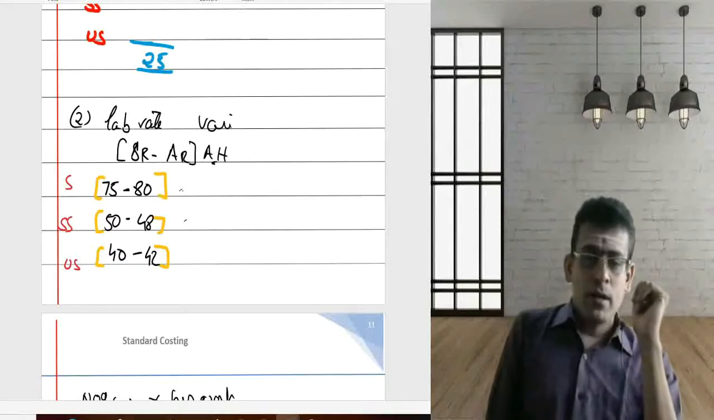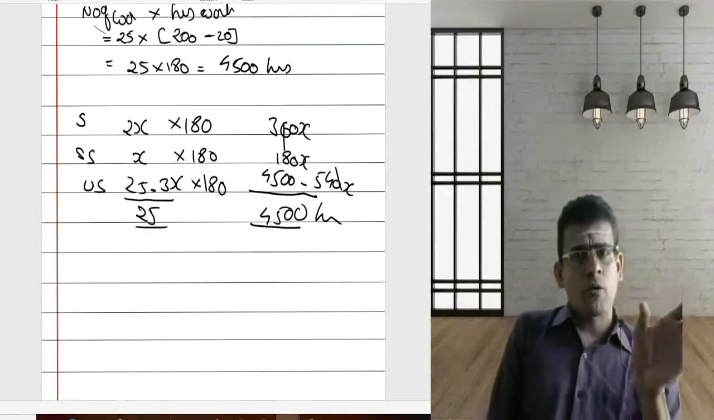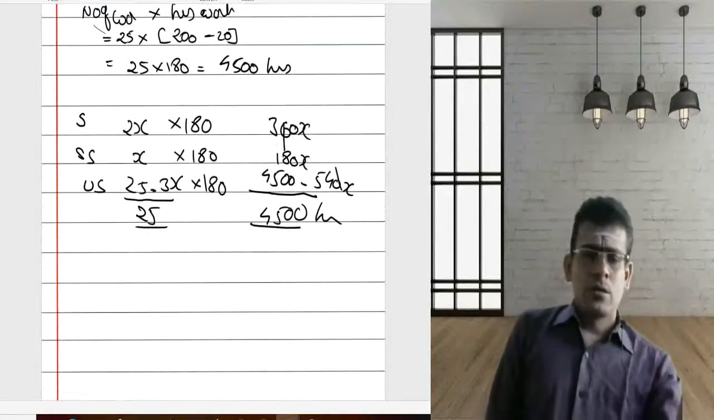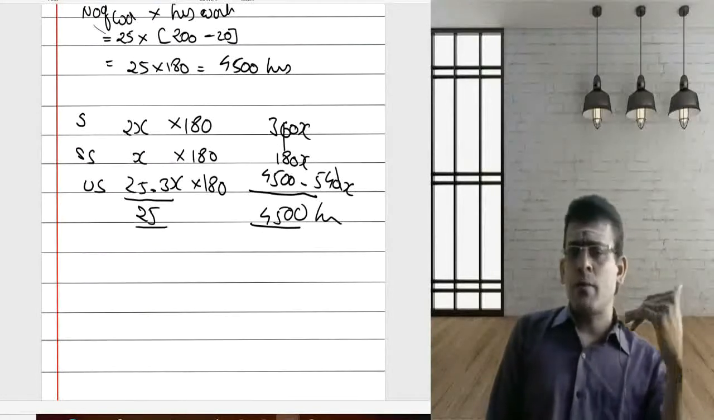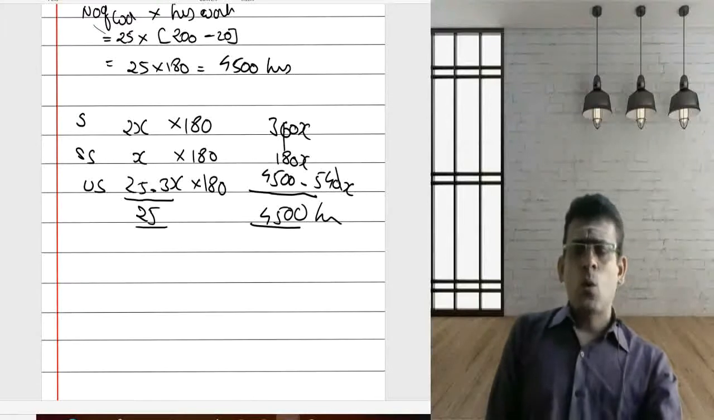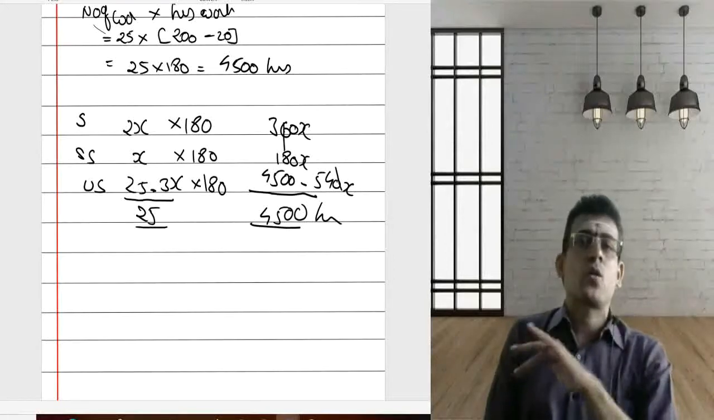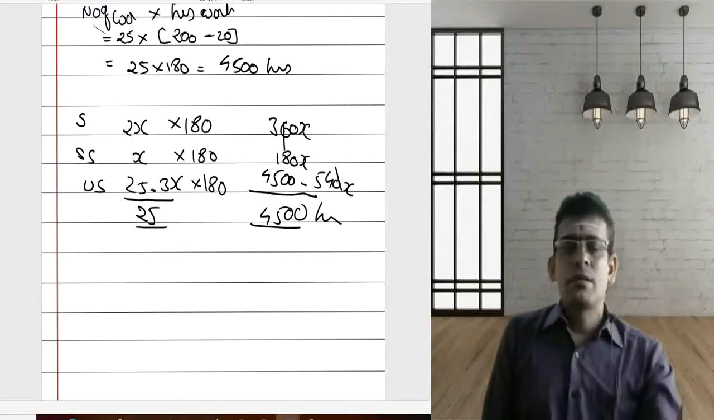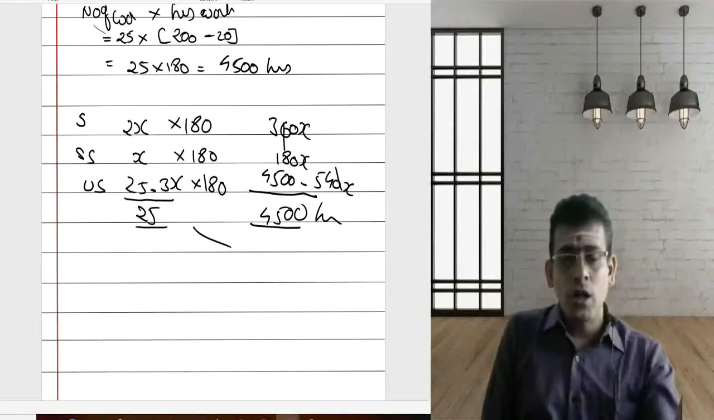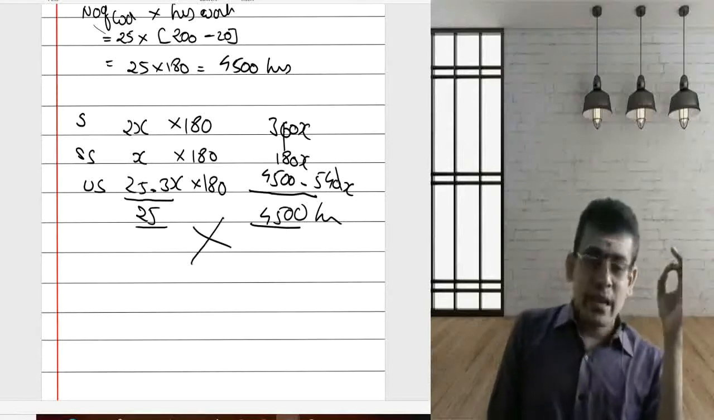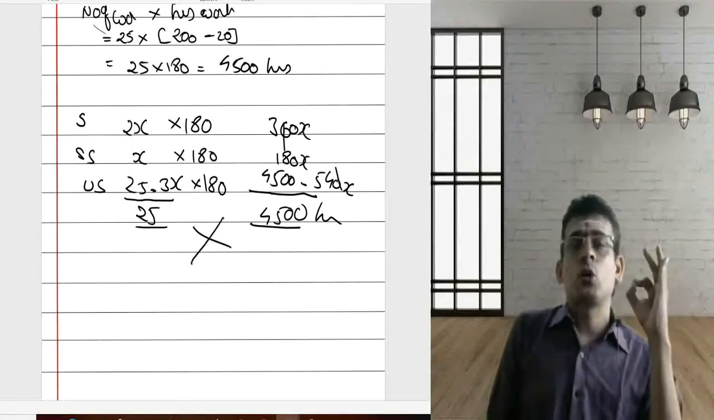Then what we have done, as we know the total amount of actual hours, I am trying to equate: skilled is 2x, semi-skilled is x, unskilled is 25 minus 3x. Into this, total hours should be 4,500 hours. But once I try to equate, I am not able to find out the x factor. The x factor got automatically cancelled. So there is no choice for me. So I cannot adopt this pattern. So as I can't adopt this pattern, I need to find out the clue which is given.